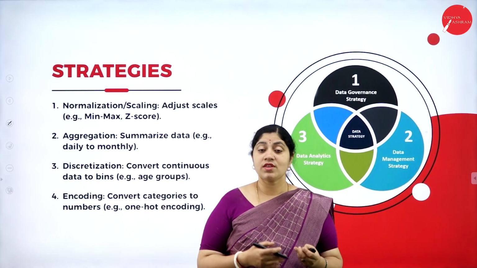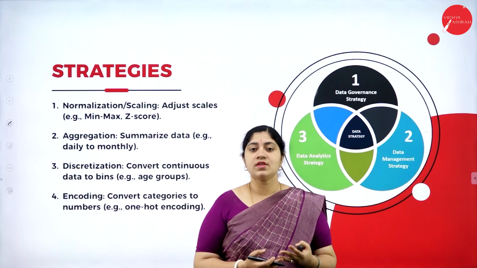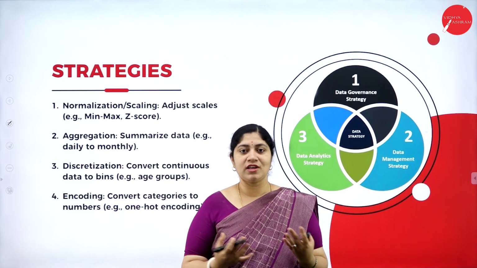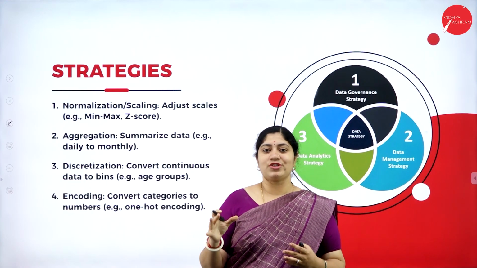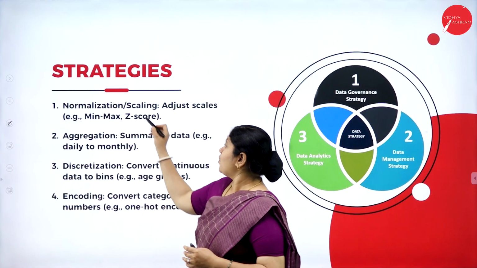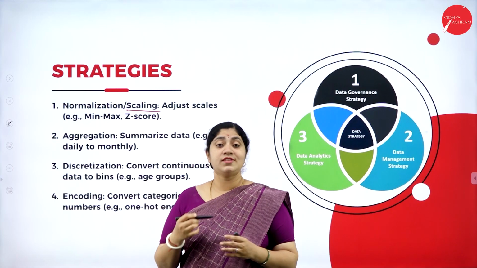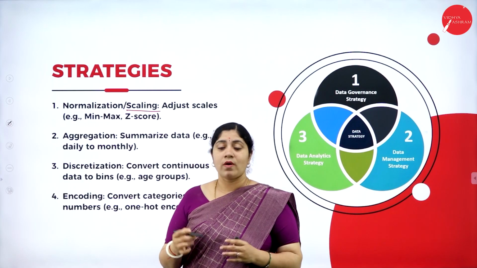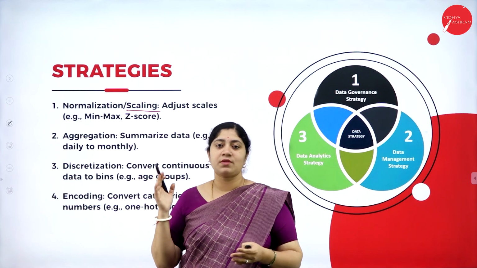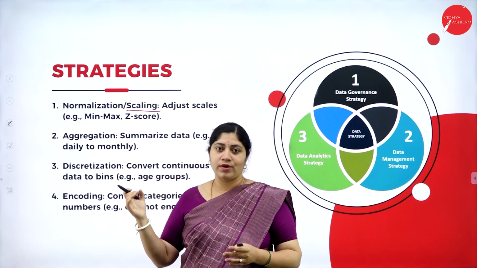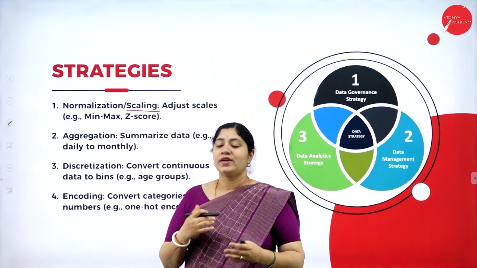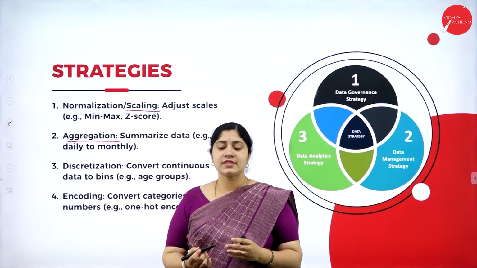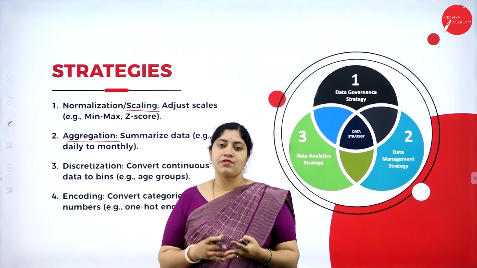Moving forward, let's see the different strategies that we can include for data transformation. The first strategy that we can utilize is normalization, which is also called scaling, where we can adjust the scale with a minimum value and a maximum value according to our requirements. That is, minimum for the starting point of the information and maximum for the end point of that information. Great.